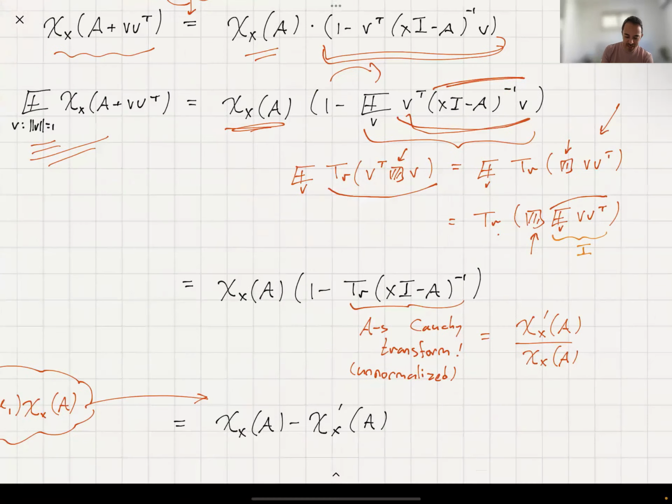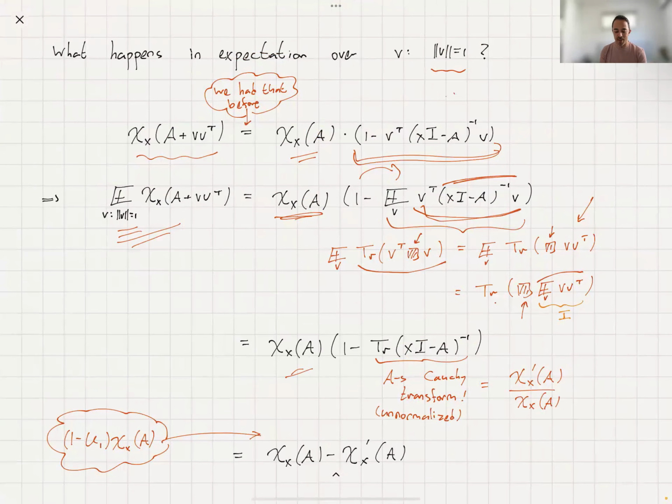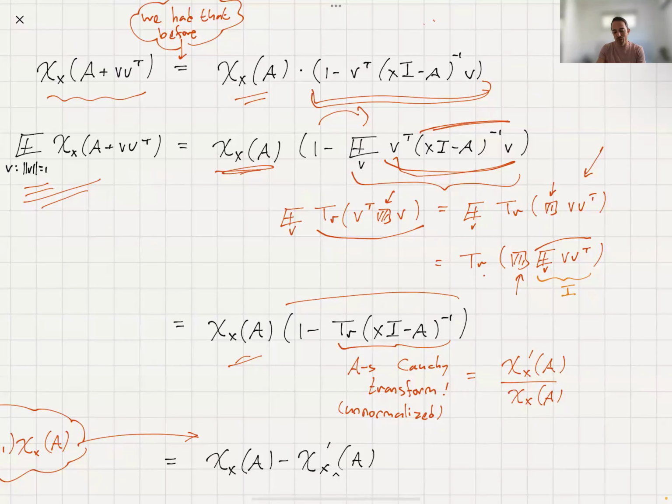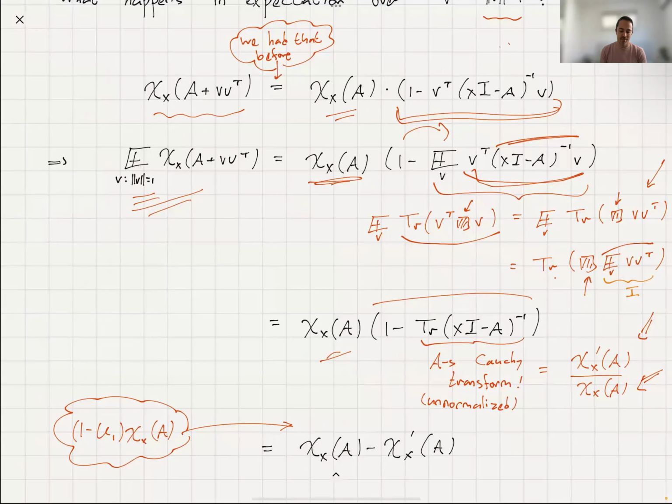And so what we are left with is the characteristic polynomial of A times this thing, which is 1 minus the trace of (xi minus A) inverse. And if you look at it for a second, this is exactly the unnormalized Cauchy transform that we had, right? So you can also write it as the derivative of the characteristic polynomial divided by the characteristic polynomial. And so overall, already this is a nice surprise, you get that the expected new characteristic polynomial is the old one minus its derivative.